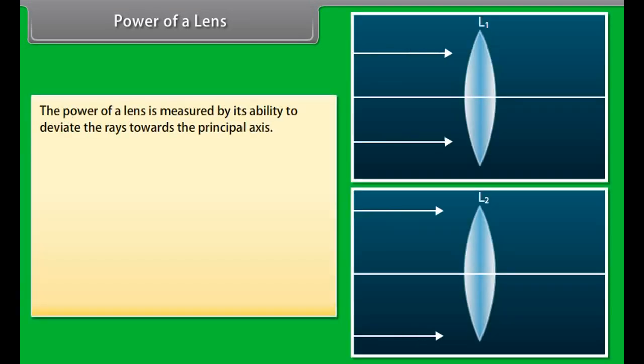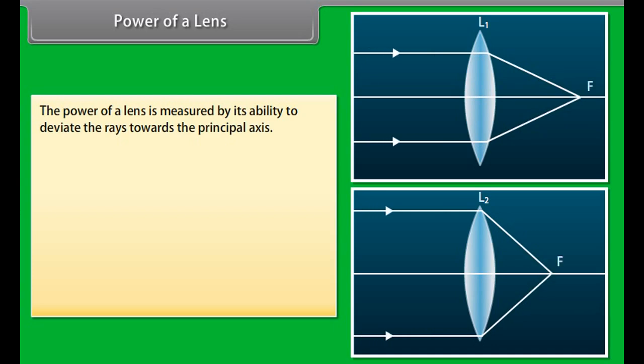Power of a lens. The power of a lens is measured by its ability to deviate the rays towards the principal axis. The lens L2 has focal length less than L1. Therefore, lens L2 bends the rays more than L1. Hence, the power of the lens L2 is greater than that of L1. Clearly, P is directly proportional to 1/F.